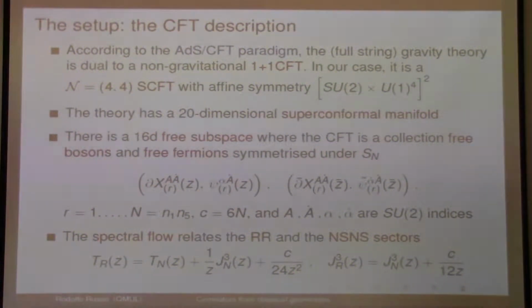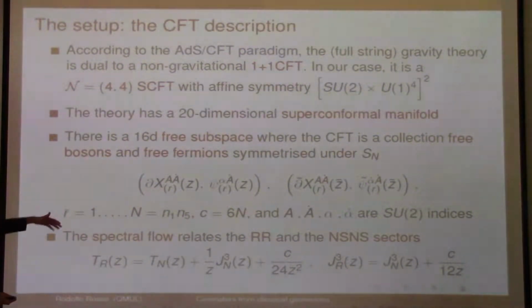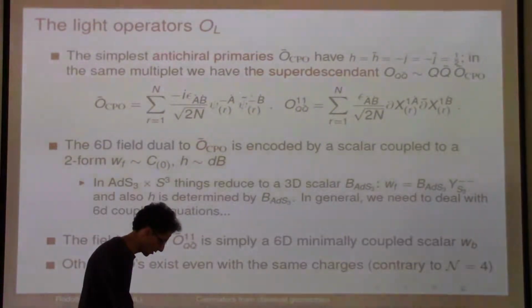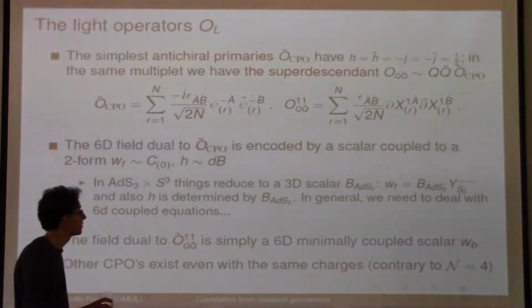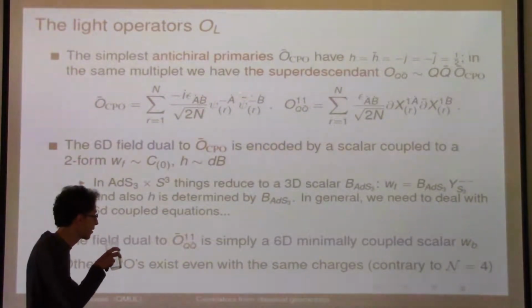Very good. Let me come back to the spectral flow later. So this is the CFT description, and now I can just describe the two main players, the light operators and the heavy operators, which will enter in the definition of the 4-point correlator, which is the dynamical quantity that I would like to calculate.